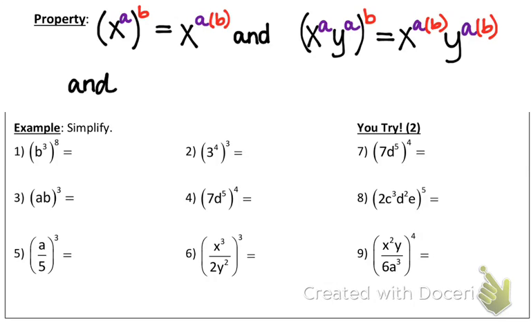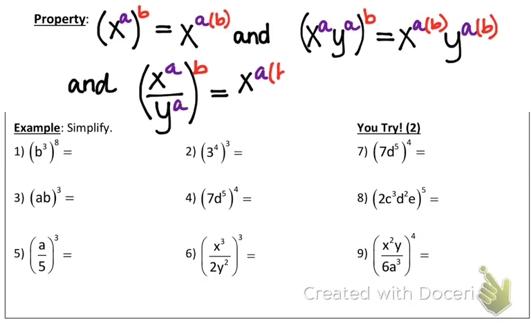And one last case is when we have our quotient of powers, x to the a divided by y to the a, all raised to the power of b. So we have two different bases, x and y, both being raised to a power on the outside. Just like the last two properties, we're going to multiply our power on the inside by the power on the outside. So this becomes x to the a times b over y to the a times b.